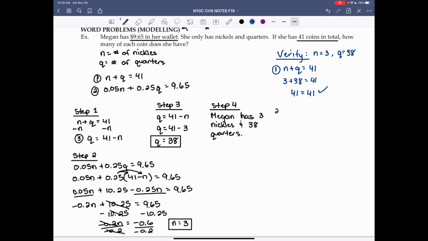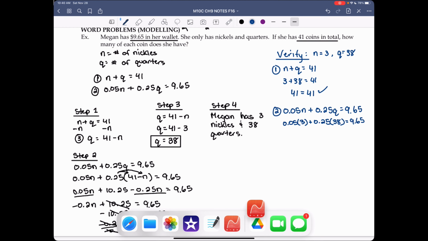Then equation number 2, 0.05n plus 0.25q equals 9.65. That becomes 0.05 times 3 plus 0.25 times 38 equals 9.65. And then we're going to need our calculators.